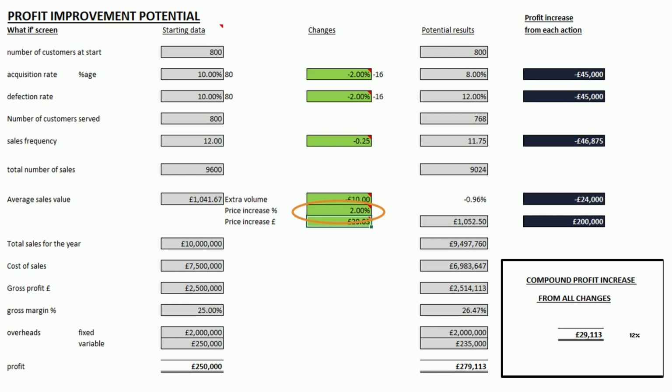If you can get an effective price increase of 2%, your margin goes up to 26.5%, and all those negative impacts of smaller acquisition rates, worse defection rates, less frequency, less spending is compensated for by this improvement in price and improvement in margins. Net result of that is the business has gone forwards by a small amount of money, but it's gone forwards despite the fact that the top line turnover figure has gone backwards by £500,000. That's what I would be doing right now. Make your business better, not bigger.